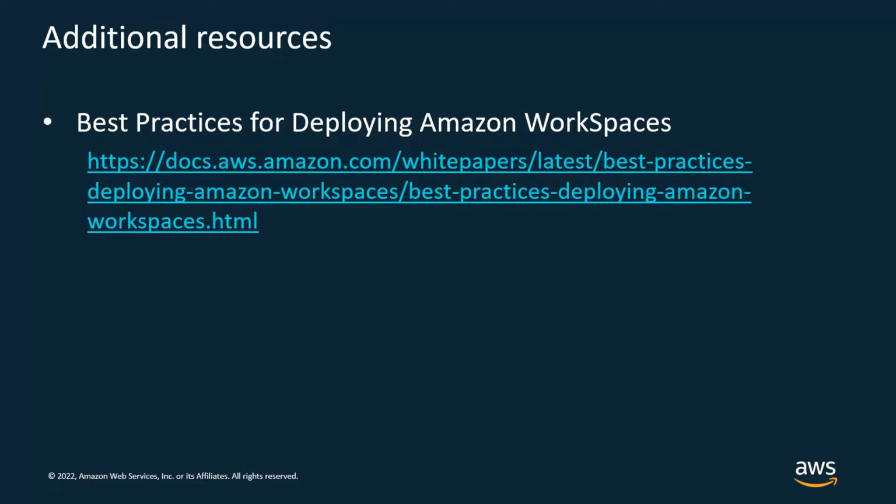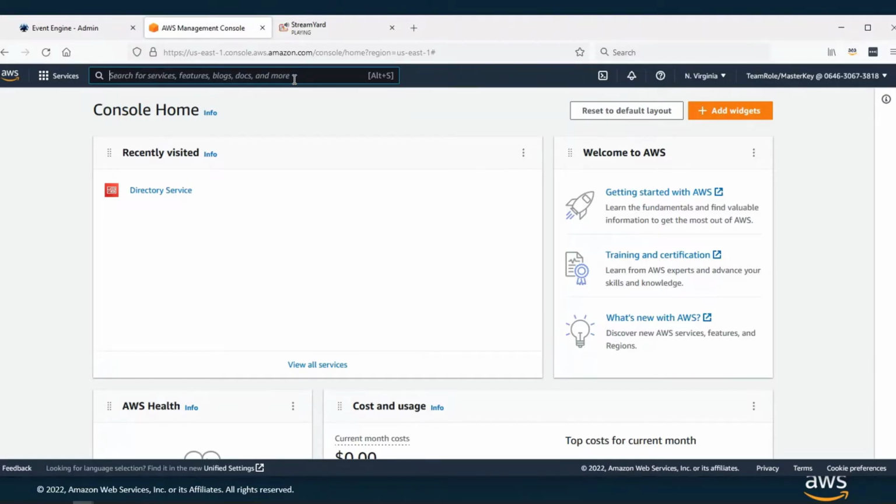And with that, I will cut over to a demo where I will walk through some of the steps that I talked about so that you can actually properly secure your Amazon Workspaces for a high security environment. Okay, now we're in the AWS console, and I'll show you actually how to properly secure your directory. The first thing we'll do is go to the Directory Services console. So right here, I'll just click on my recently visited menu.